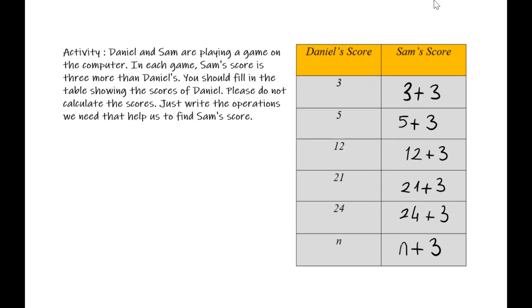But in the first one, I can easily calculate the score, which will be 6, or in the second one, which will be 8, or in the third one, which will be 15, and this one 24, and this one 27. I don't know what this is.